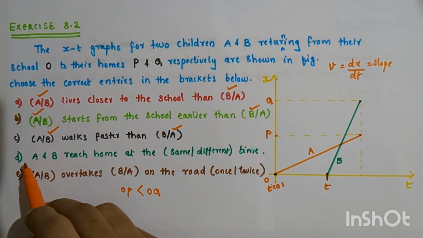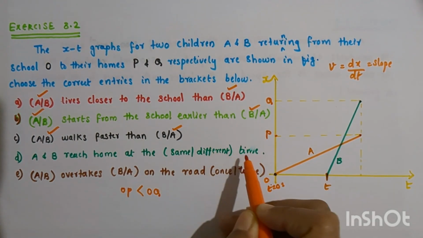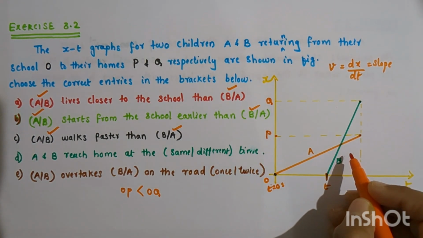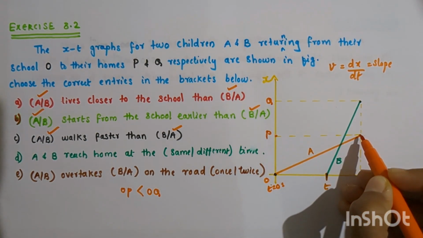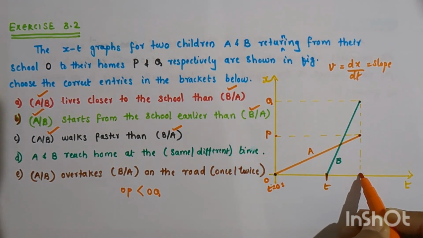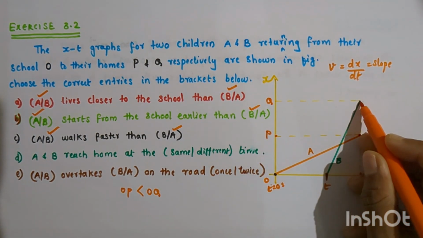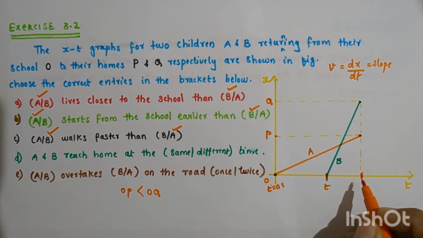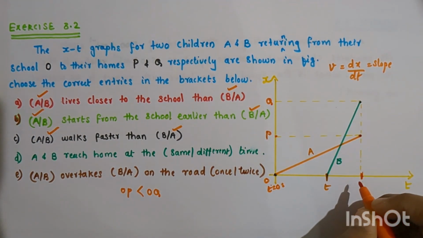Now, the fourth one, D: A and B reach home at the same time or at different times. You see, it is very clear from this figure that P is the home of A. A reaches its home corresponding to a time somewhere here. Q is the home of B. B reaches its home corresponding to a time somewhere here, that is, at the same time. That is, it is very clear from the figure that both A and B reach their respective homes P and Q at the same time.